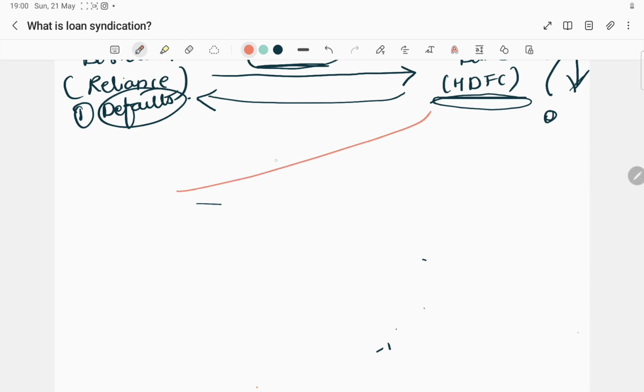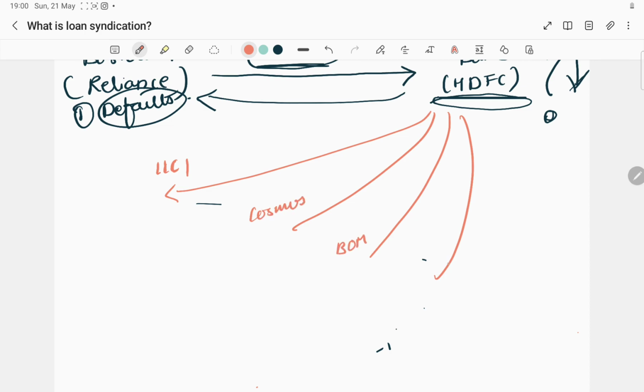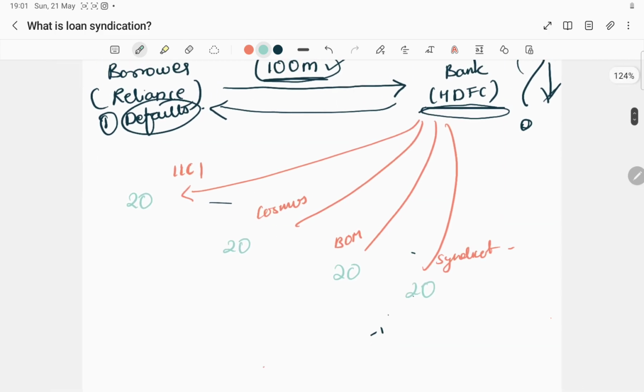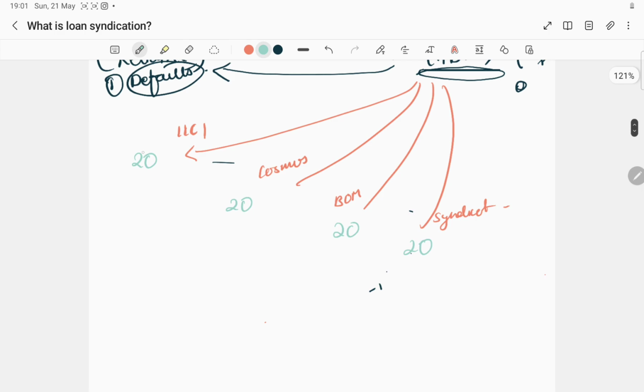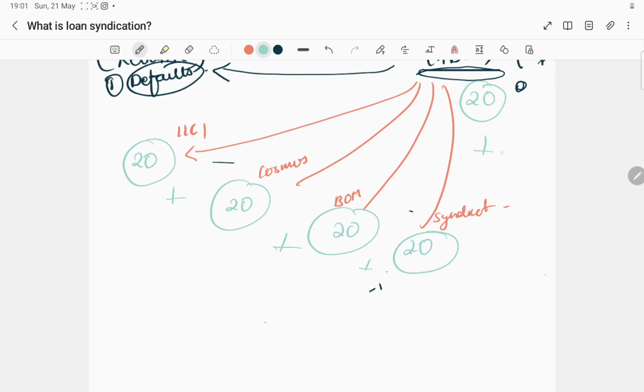It will go to various other banks. Let's say it's coming to ICICI Bank. It has gone to Cosmos Bank, to Bank of Maharashtra, and to Syndicate Bank. Okay. It has gone to all these banks and requests all these banks to give 20 million each. Now what will happen? HDFC has gone to all these banks to ask for 20 million each, and HDFC themselves will also put in 20, which adds up to a total of 100 million.